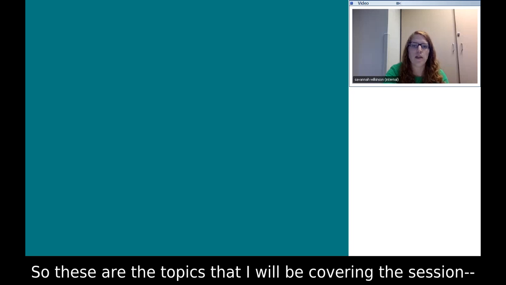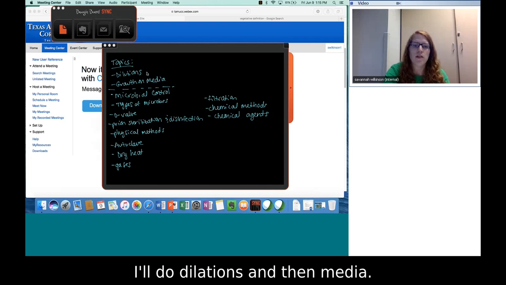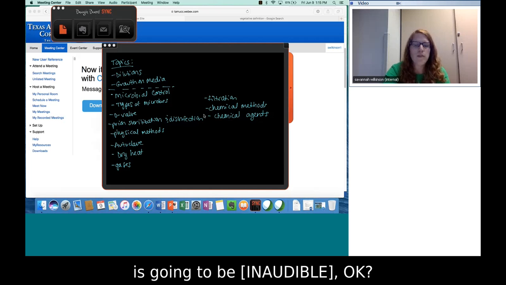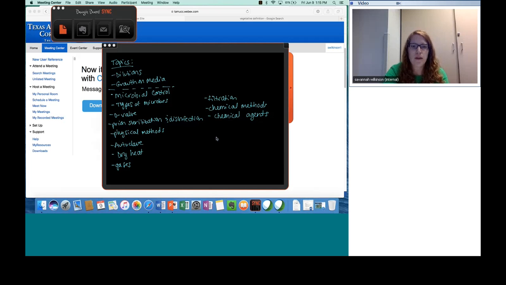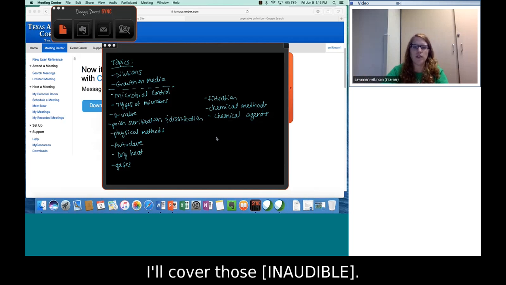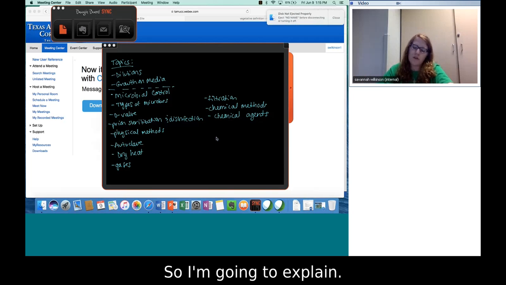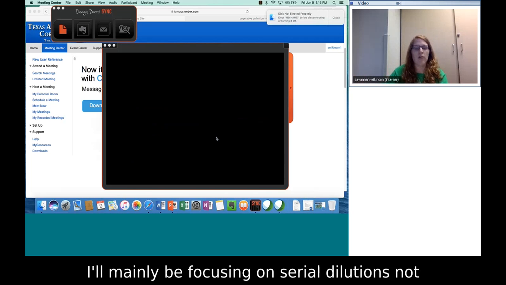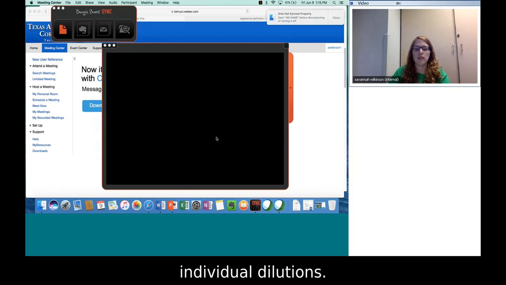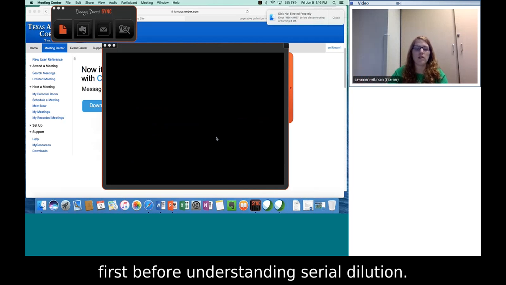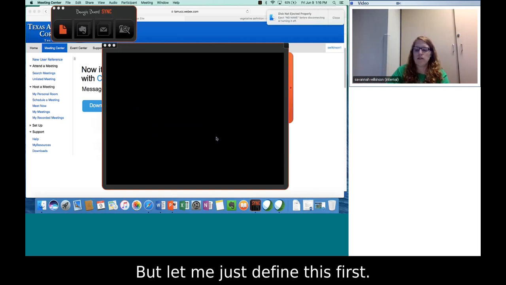So these are the topics that I will be covering this session. I'll do dilutions, then media, and then the rest of this is from sterilization. Okay? I'll cover dilutions first. I'll mainly be focusing on serial dilutions, not individual dilutions, but you kind of need to understand individual dilutions first before understanding serial dilutions. But let me just define this first.